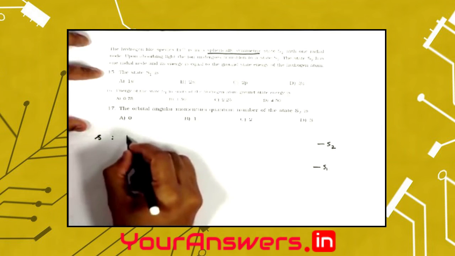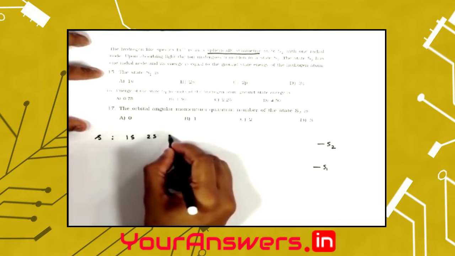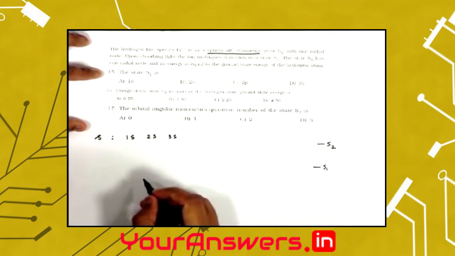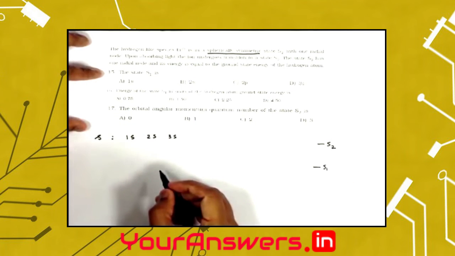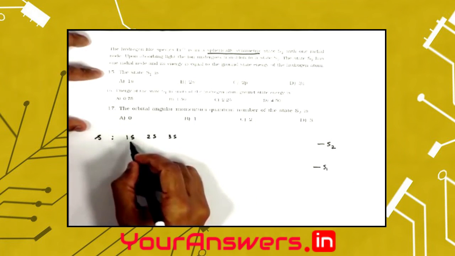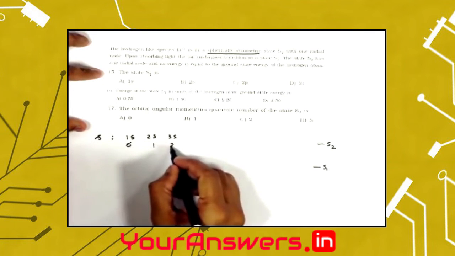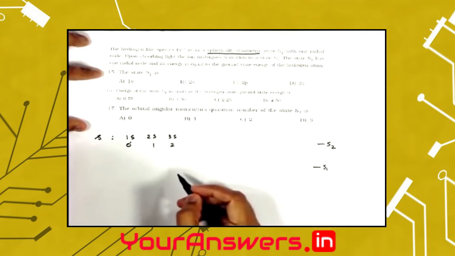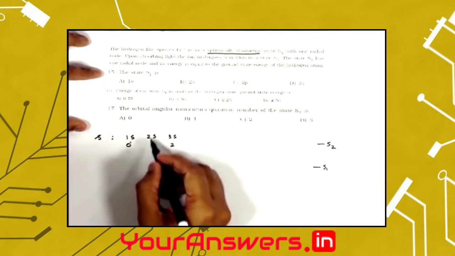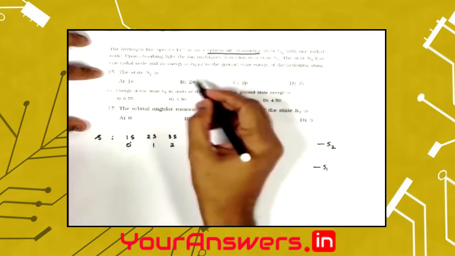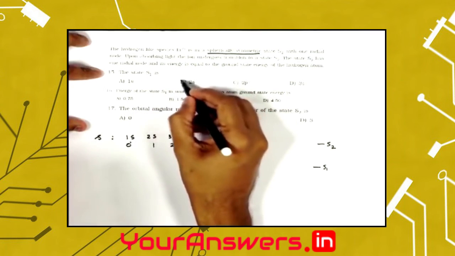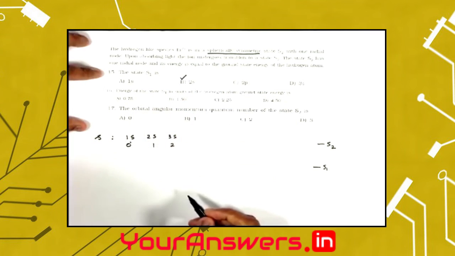Among s orbitals, we can have 1s, 2s, 3s, 4s. We do not know which one, but it also says that it has only one radial node. We know the 1s orbital has no radial nodes, 2s has one radial node, 3s has two radial nodes, and so on. So from these two pieces of information, we know that this state S1 is a 2s orbital.